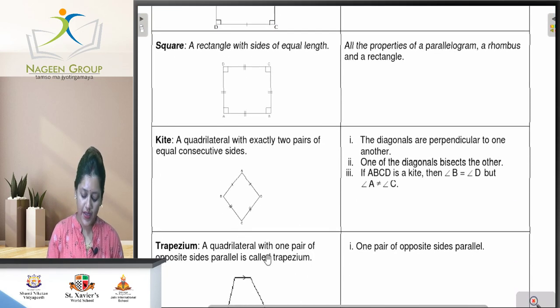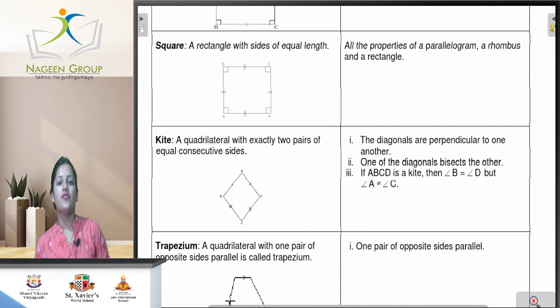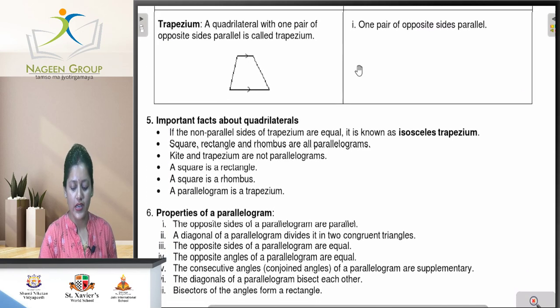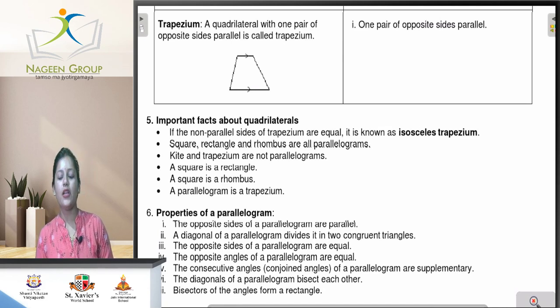Next, kite. A quadrilateral with exactly 2 pairs of equal consecutive sides is known as a kite. We also used kites in our childhood. The diagonals are perpendicular to one another. One of the diagonals bisects the other. If ABCD is a kite, then angle B is equal to angle D, but angle A is not equal to angle C. Next one is a trapezium. A quadrilateral with 1 pair of opposite sides parallel is called a trapezium. These are the properties of a trapezium.